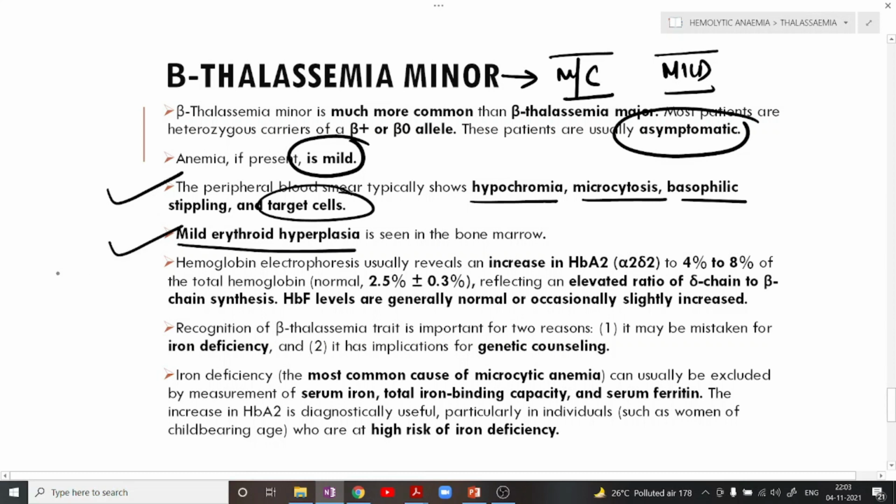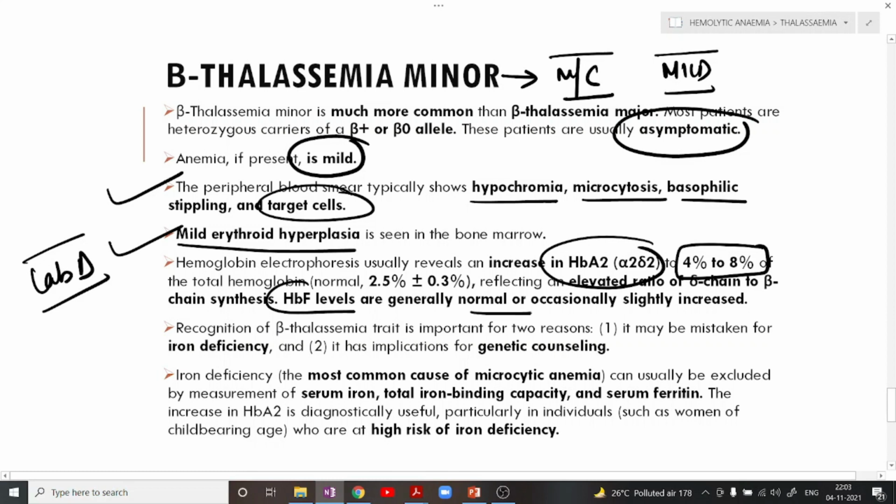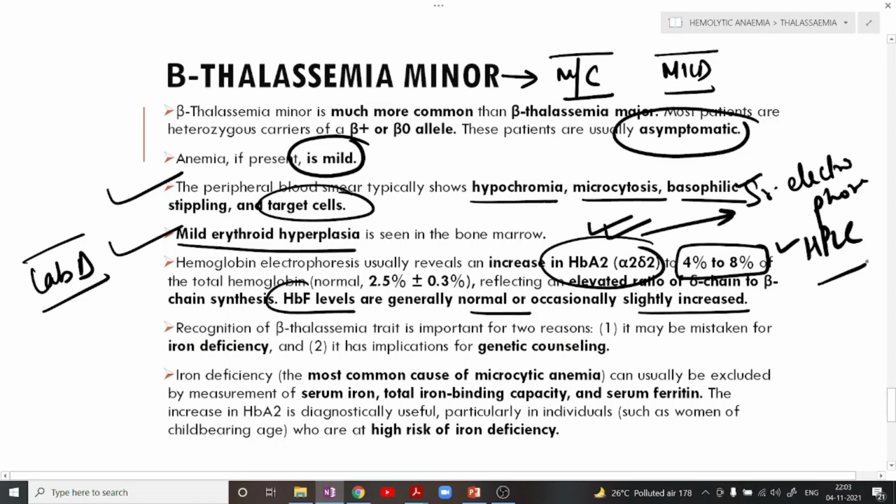But the very important lab diagnosis in case of beta thalassemia minor is the level of HbA2. The level of HbA2 is raised. It is around 4 to 8% as against normal. Normally it is 2.5 plus minus 0.3%, but in case of beta thalassemia minor or beta thalassemia trait, it is between 4 to 8%. Remember, HbF is also generally normal, or it might be increased occasionally. So for the diagnosis, we have to see the HbA2, and there are two tests. One is serum electrophoresis, and the other test that we can do is HPLC, which is going to show increased HbA2 levels.